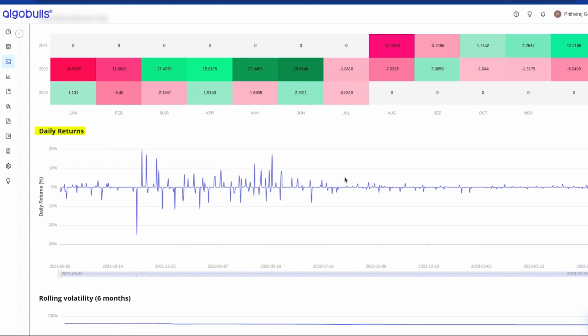Next is daily return. The daily return chart portrays the percentage change in our strategy's return between trading days. It provides insight into short-term volatility, trend analysis, and risk assessment.